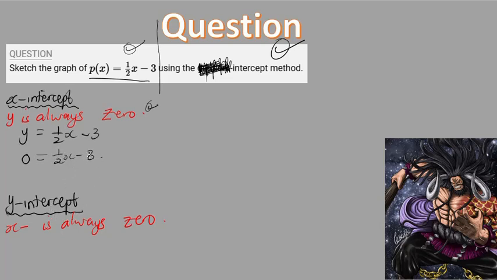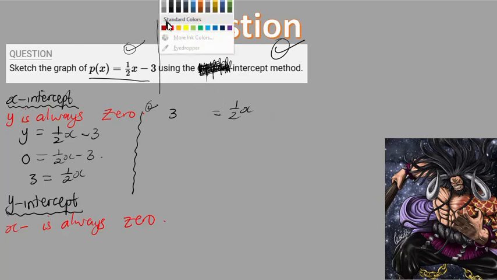How do we solve for x? We transpose 3 to the other side. It becomes positive 3 is equal to 1 over 2x. And then I continue solving for x here. How do I send 1 over 2 to the next side? I have to do the opposite of what we have. So 3, let me put an equal sign here, 1 over 2x. How do I remove the 1 over 2? I have to do the opposite of what I have.